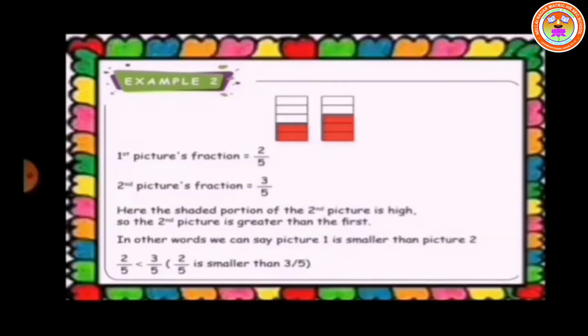Example 2. Look at the diagram. First picture's fraction is equal to 2 divided by 5. Second picture's fraction is equal to 3 divided by 5. Here, the shaded portion of the second picture is higher. So, the second picture is greater than the first. In other words, we can say picture 1 is smaller than picture 2. Therefore, 2 divided by 5 is less than 3 divided by 5. That is, 2 by 5 is smaller than 3 by 5.